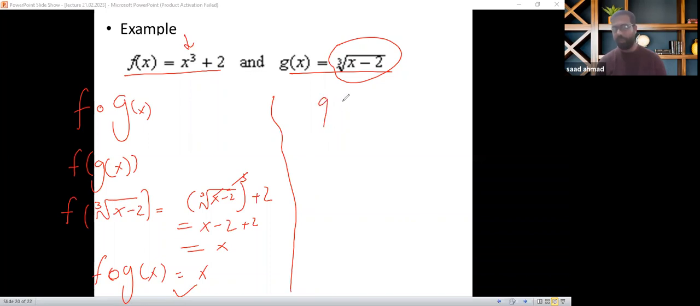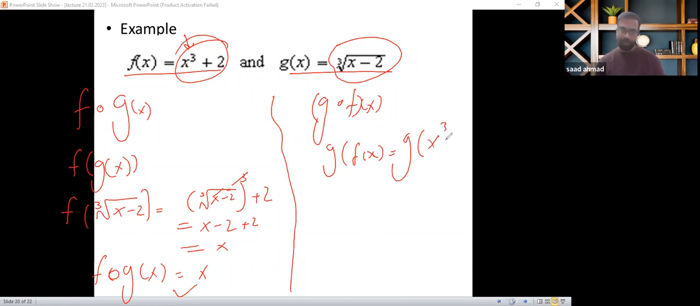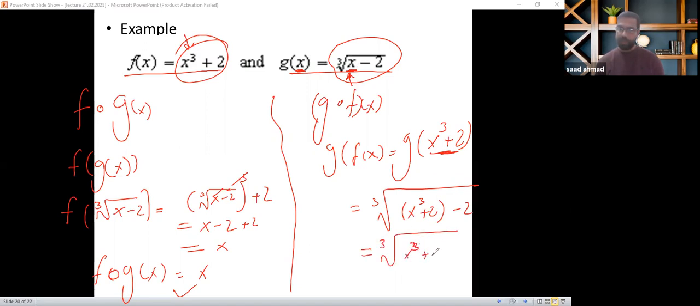Now we need to check g of f of x. So that is g, you write it like this, f of x. So what is the f of x? The f of x is equal to x cubed plus 2, like that. Then you take the g here, and you substitute in the x here, because when the input was x, it was x there. Now the input is x cubed plus 2, so it should be x cubed plus 2 here. We replace the x by the x cubed plus 2. So you see, x cubed plus 2 minus 2, which cancels out, and then cube root of x cubed is x. So yes, in both scenarios we get that. So these two are inverse functions.